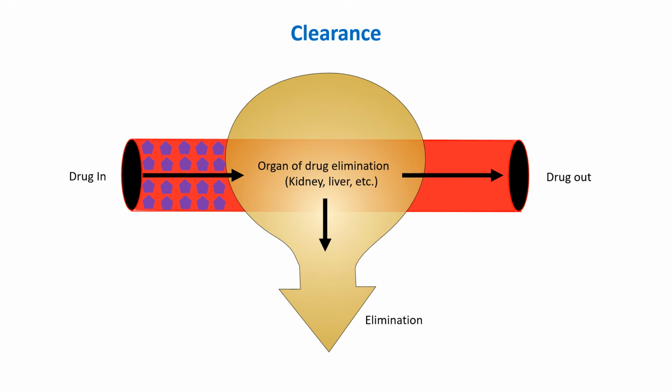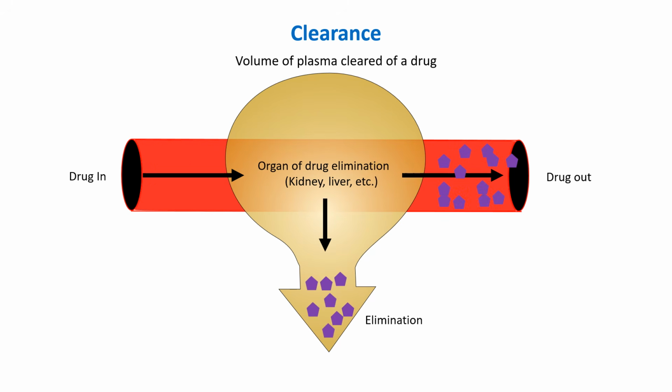The volume of plasma cleared of a drug during its single passage through the organ of elimination is called clearance. This means that a fraction of drug is eliminated by the organ as the blood flows through it. Here is the formula for calculating the clearance.